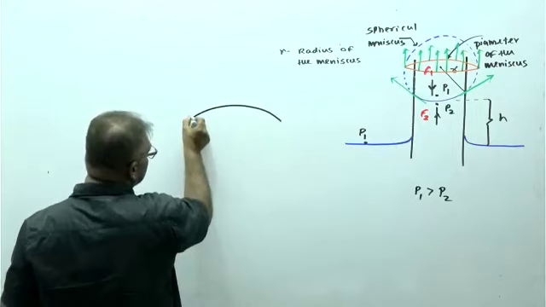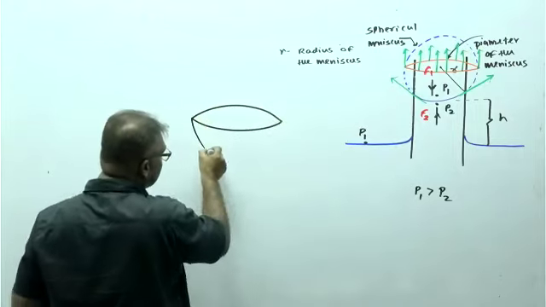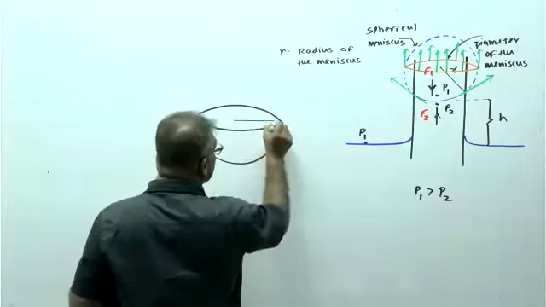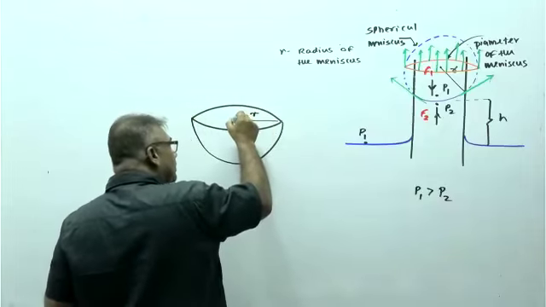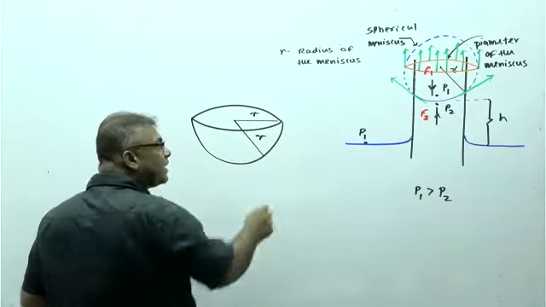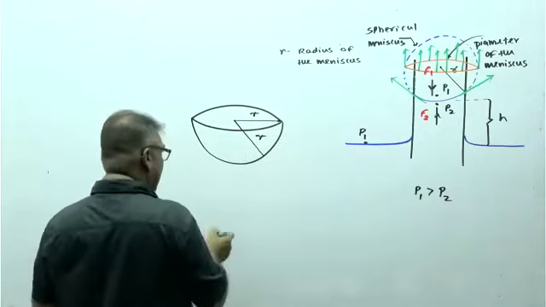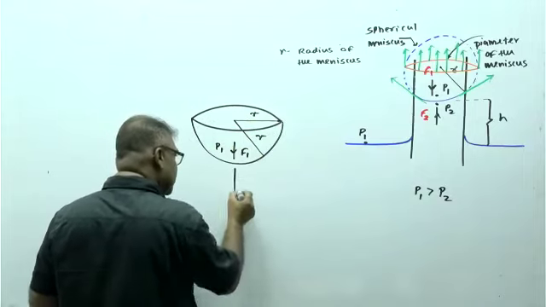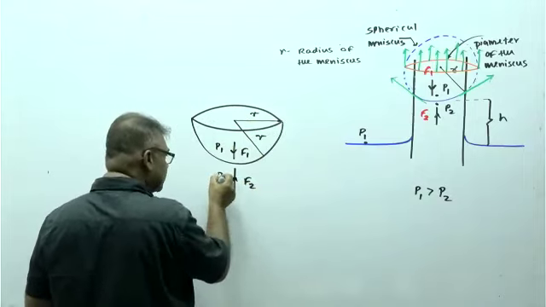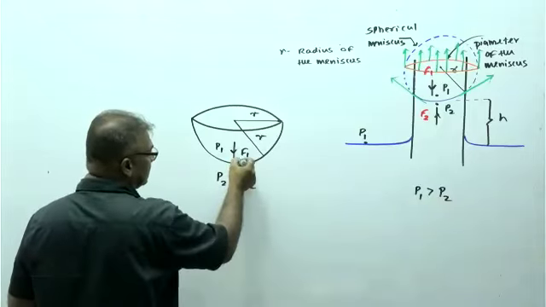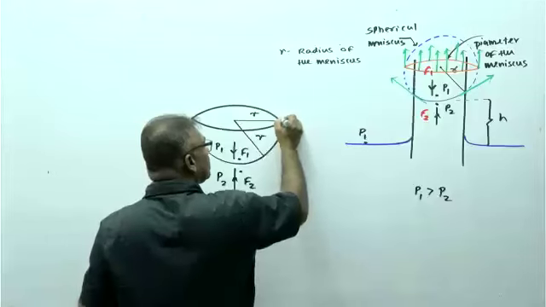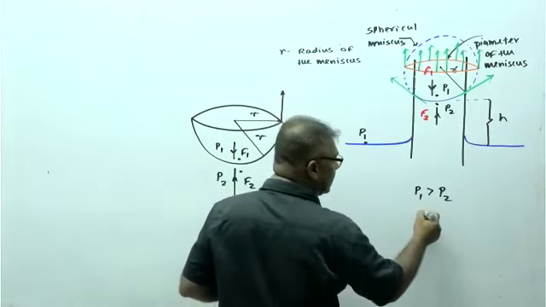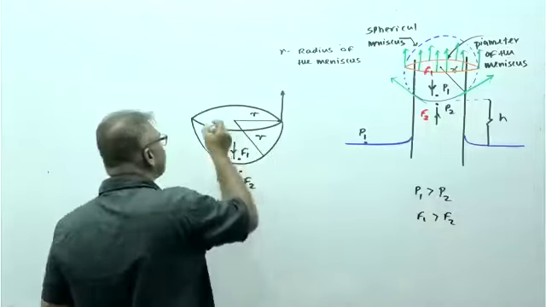This is the hemispherical meniscus, right? Here we have the known radius of the meniscus, simply r. And here we have force F1 given by the pressure P1. Here we have force F2 given by the pressure P2, right here and here. P1 greater than P2, then F1 greater than F2, then surface tension occurs like this.